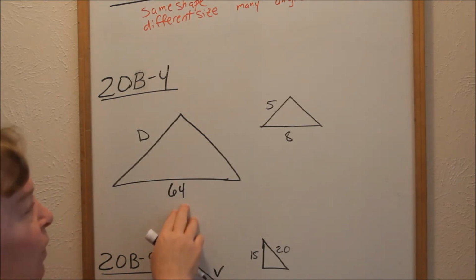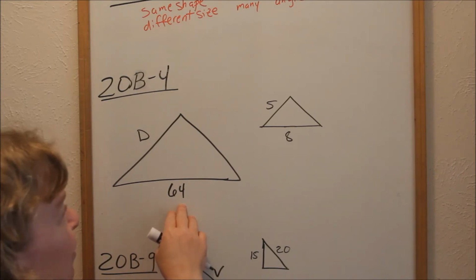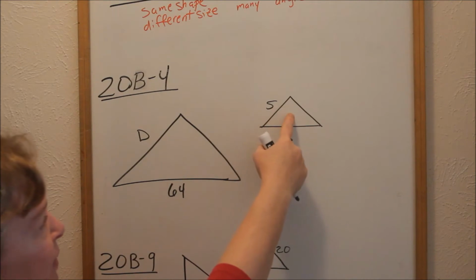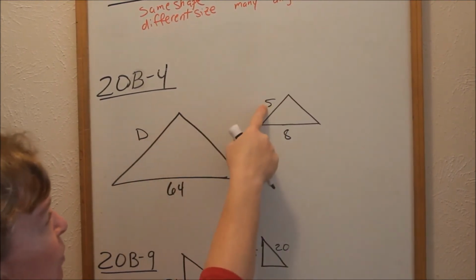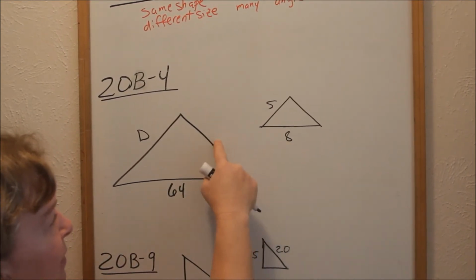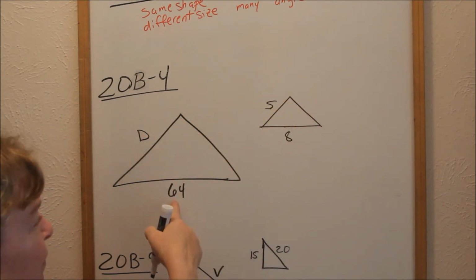So the way that we're going to work this is we're going to set up a fraction equal to a fraction. Okay? So the best way to do this is it's called corresponding sides. If I was to take this little triangle and put it over here, you can see that this side corresponds to this side, this side corresponds to this side, and this side corresponds to this side. So we only need to take the information that we know.